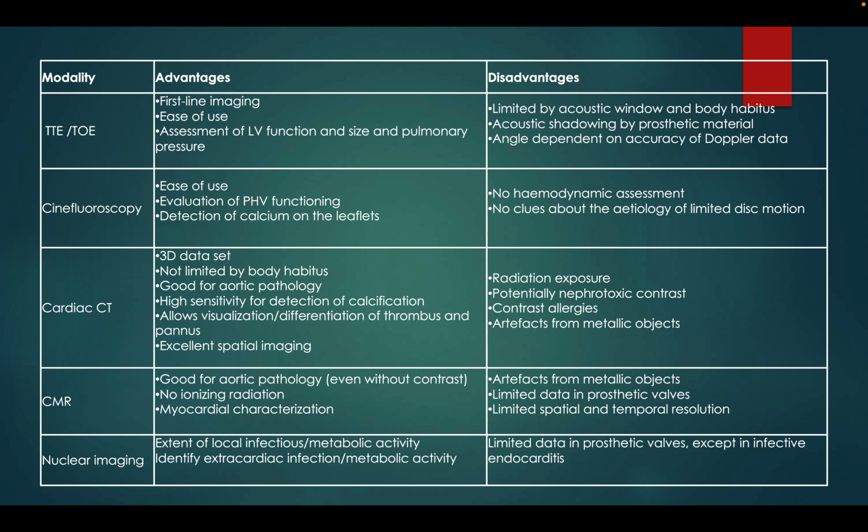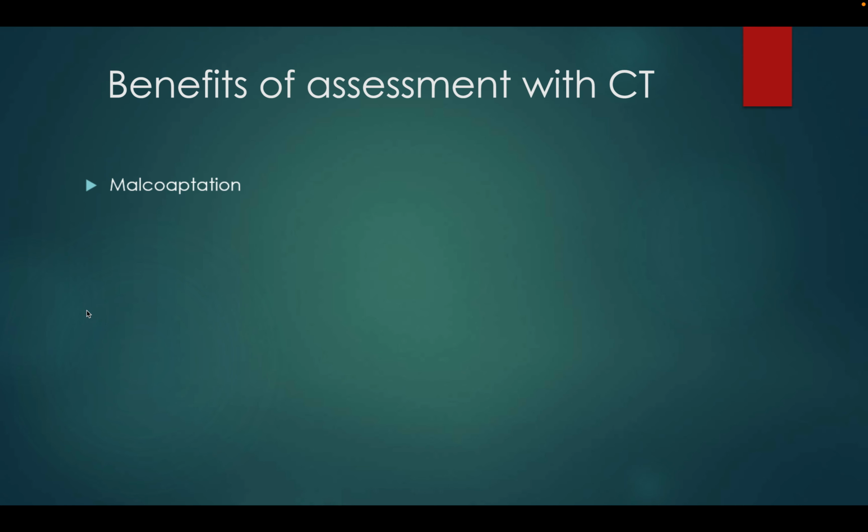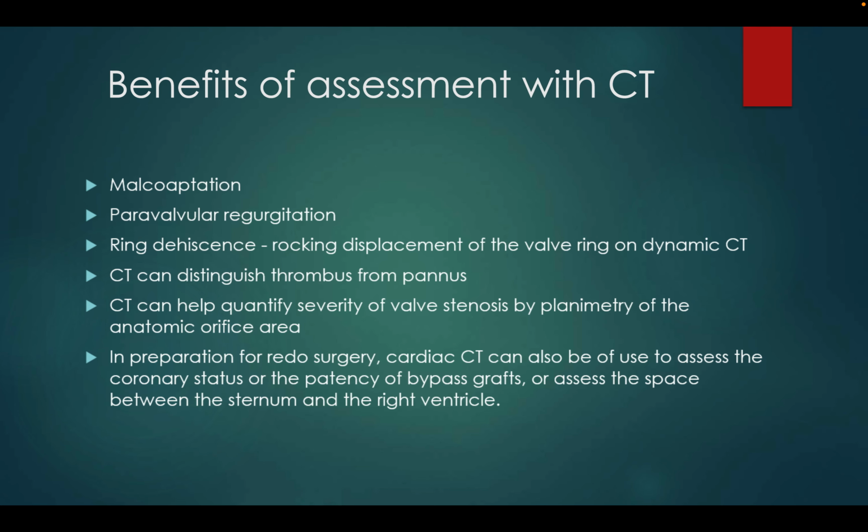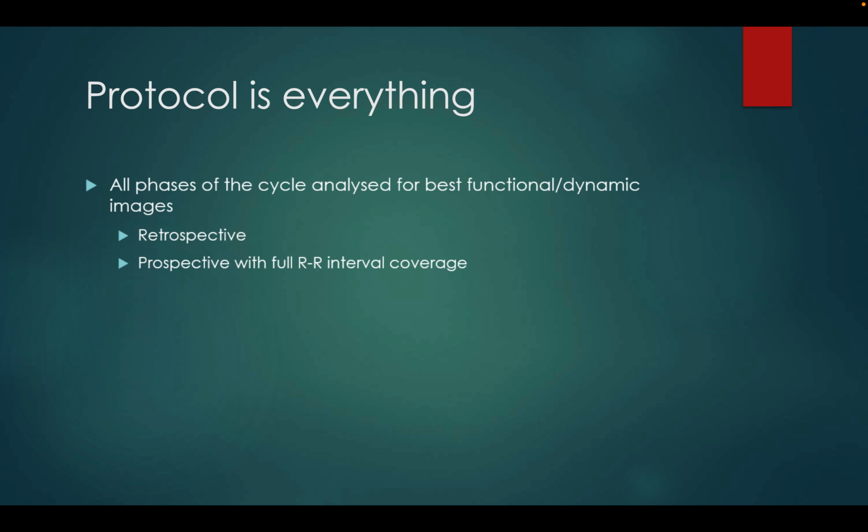Many modalities are used, and every modality has its advantages and disadvantages, but we are going to focus on cardiac CT, where there are many benefits in assessing mechanical valves. We could use it to see malcoaptation, and whether there is regurgitation, trans- or paravalvular. We could comment on any migration or fractures, thrombus or pannus, and today we will see how to comment on the function.